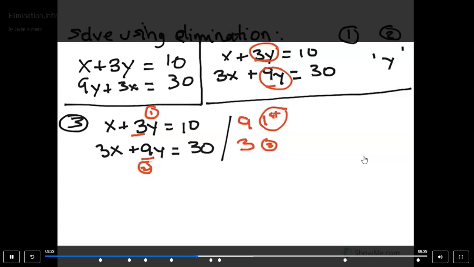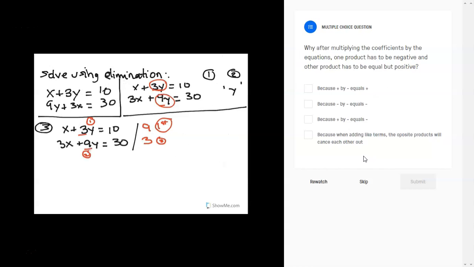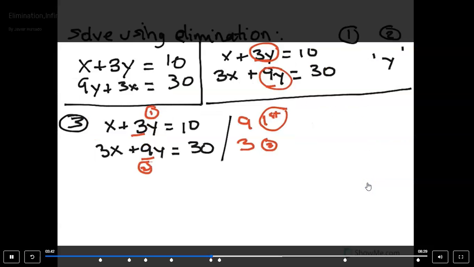Okay, so I'm going to make one of them negative. All of them are positive, and that cannot be. When I multiply the coefficients, the result of one of the multiplications has to be negative, so the variables cancel out. Notice that both of them are positive, so I'm going to make one of them negative. In this case, it doesn't matter. I'm going to make the 9 negative.